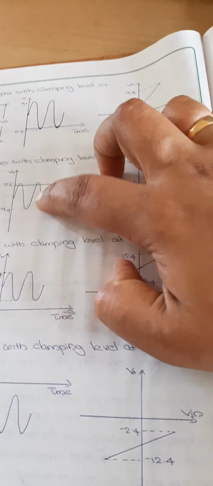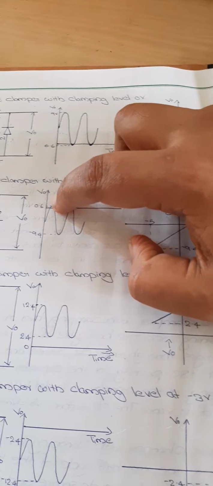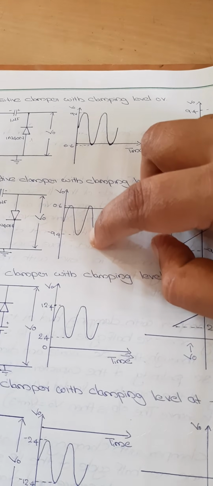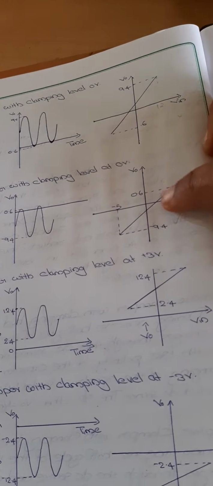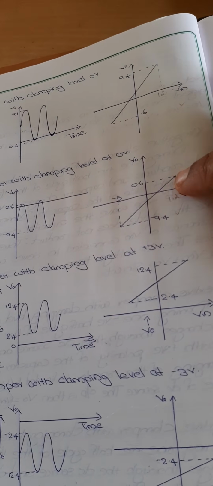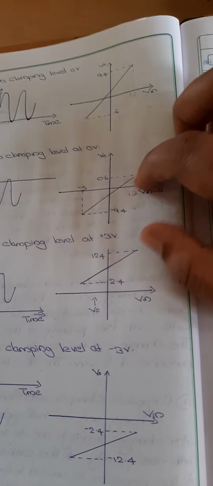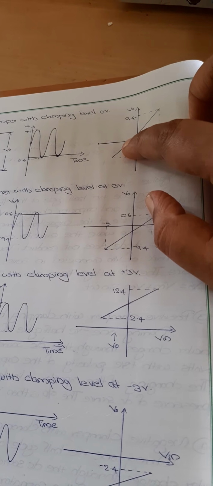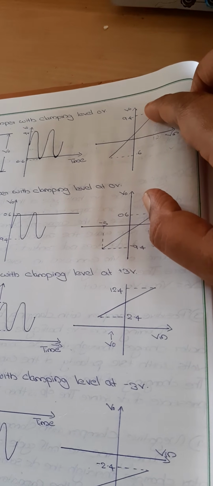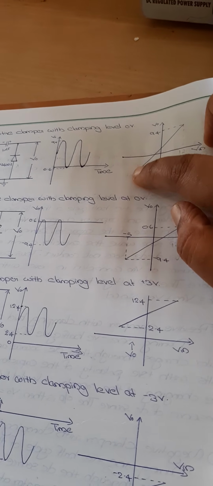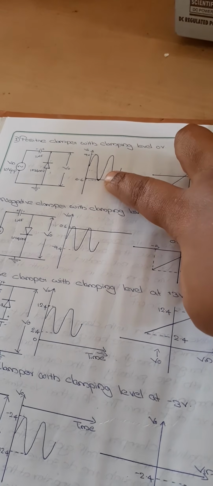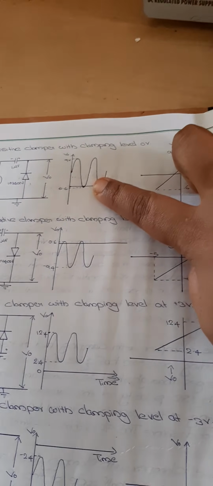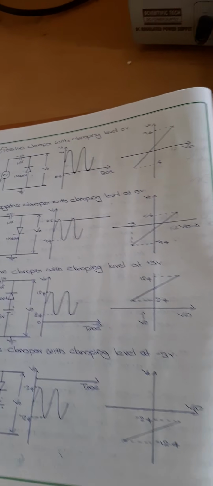You can see the waveform here. It is drawn as 0.6 at the upper side and minus 9.4 at the lower side, and the transfer characteristics is like this. Okay, you can draw it like this: 0.6 at the upper side and minus 9.4 at the lower side, and in the case of the positive clamper, 9.4 at the positive side and minus 0.6 at the negative side. So this is the waveform, and this is the way we do the positive and negative clamper circuit.